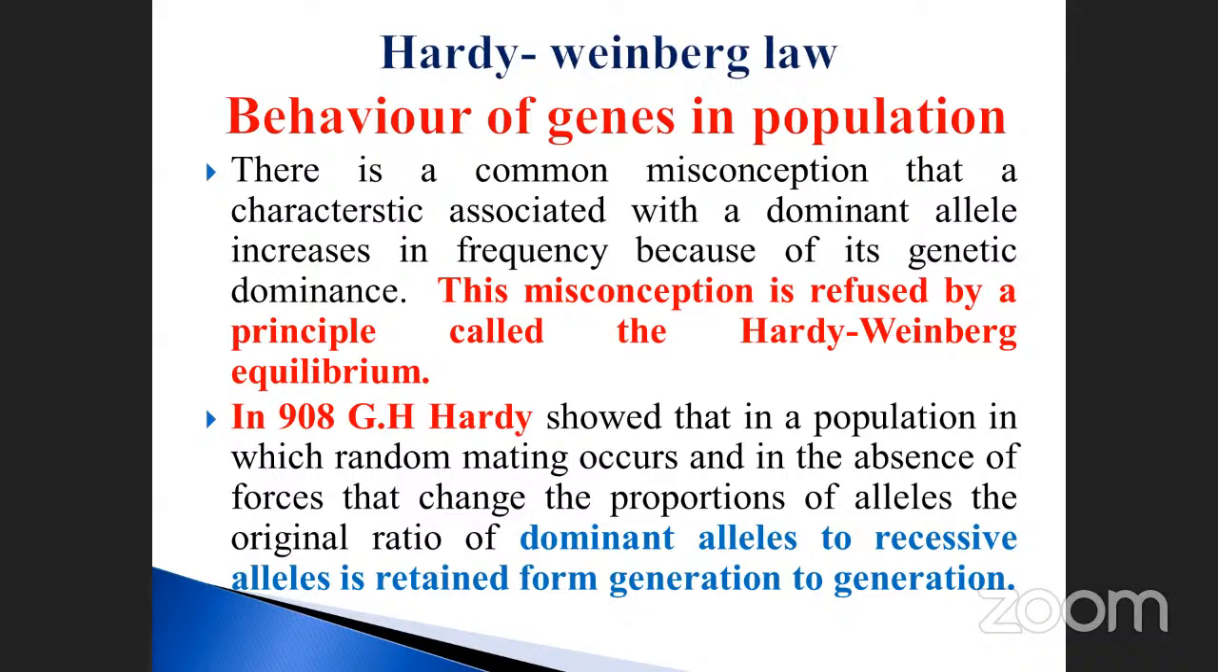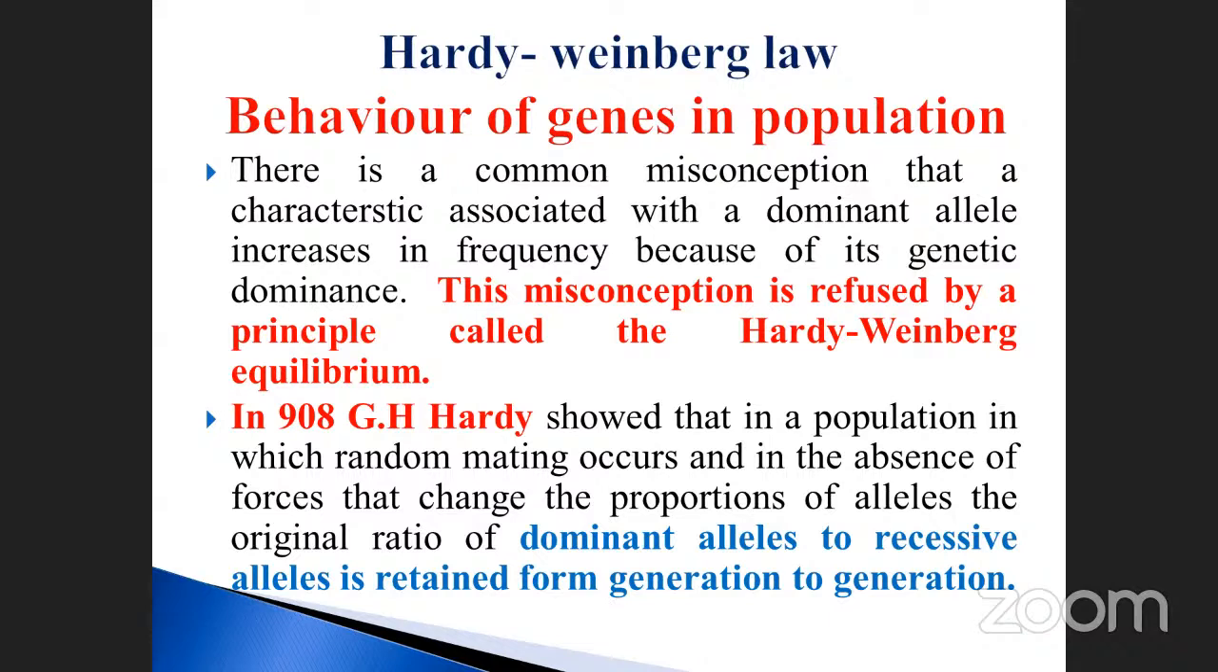This misconception is refuted by the principle called the Hardy-Weinberg equilibrium. Already we saw it. This was first introduced in the year 1908. C.H. Hardy showed that in a population in which random mating occurs and in the absence of forces that change the proportions of the alleles, the original ratio of the dominant alleles to recessive alleles is retained from one generation to another generation. How will you calculate that?